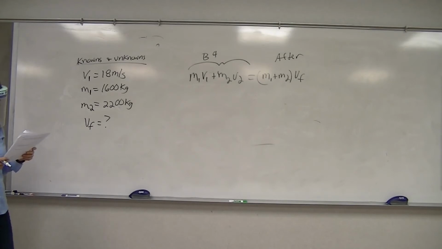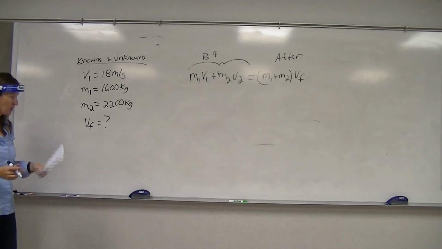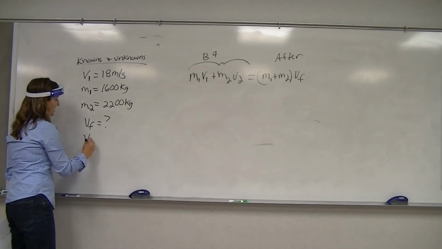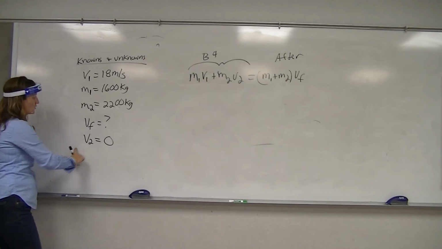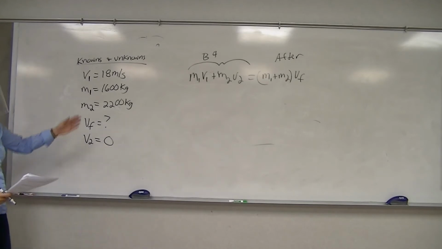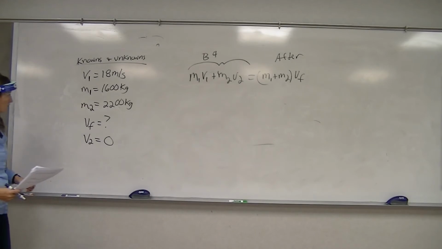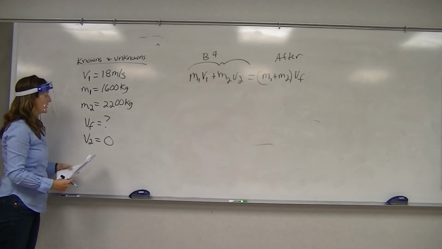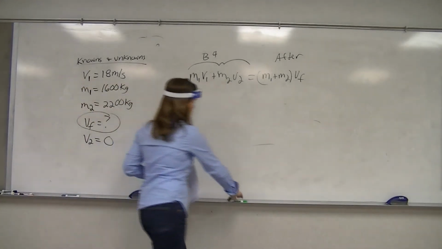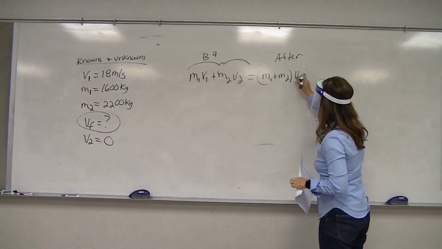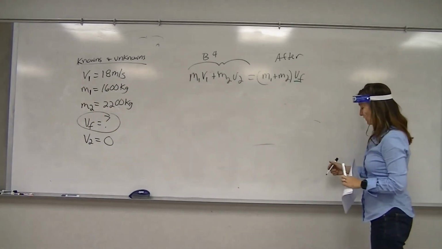It says the car rear ends a stationary truck. Stationary meaning not moving. So the truck was initially 0. So I'm going to add that to my list for when I solve. Because now the only variable I don't have is my VF. This guy over here. And that's what I'm trying to solve for.